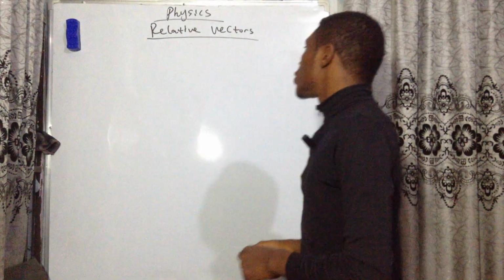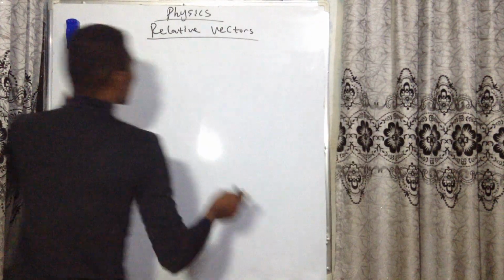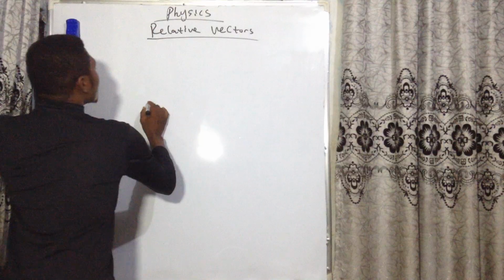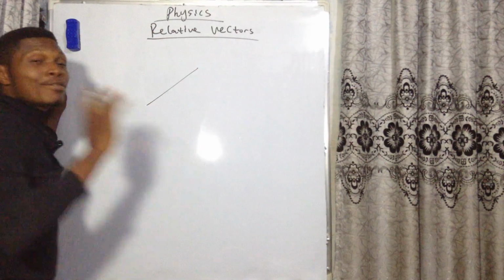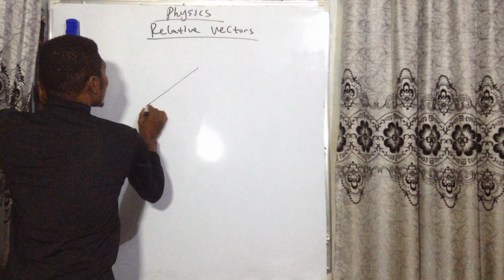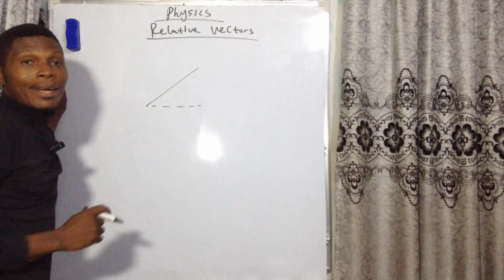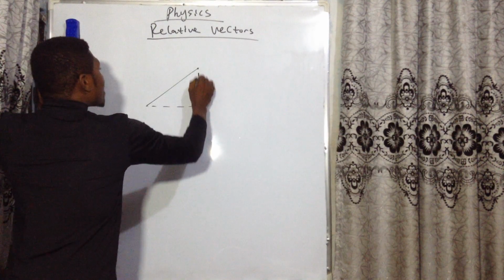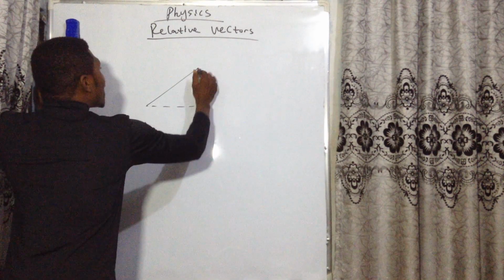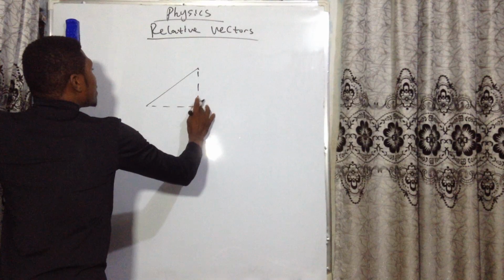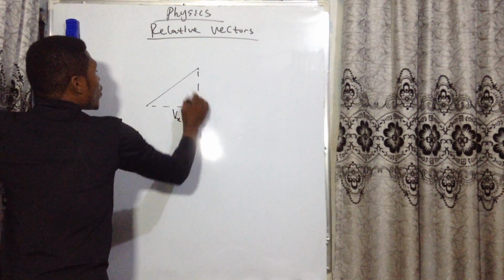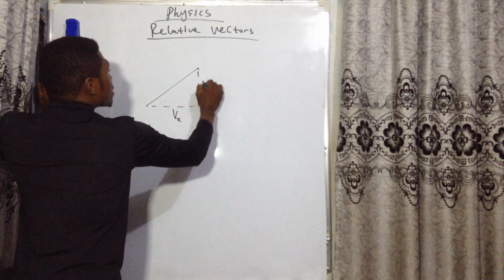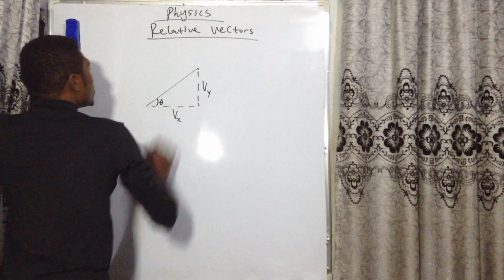And every vector has components. Let's say this is a vector. It has a component in the horizontal direction and also a component in what? In the vertical direction. So the component in the horizontal is Vx, while the component in the vertical is Vy, with an angle theta.